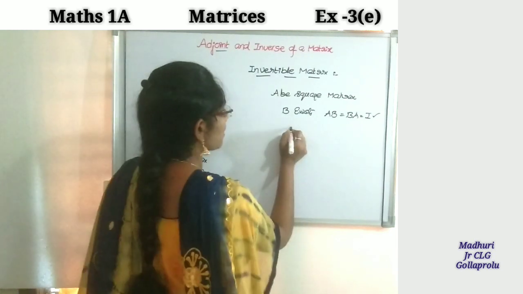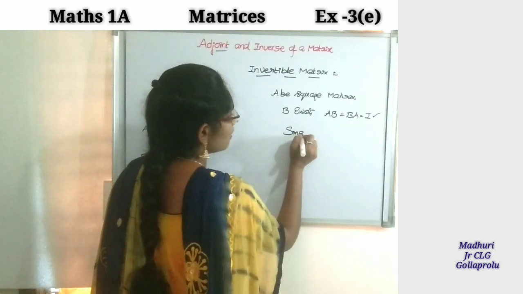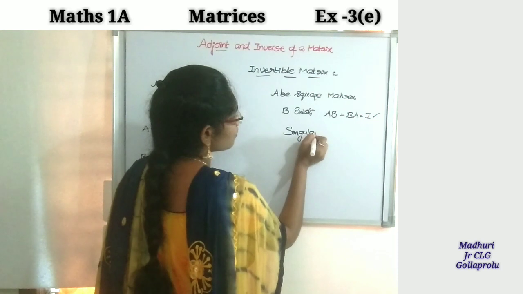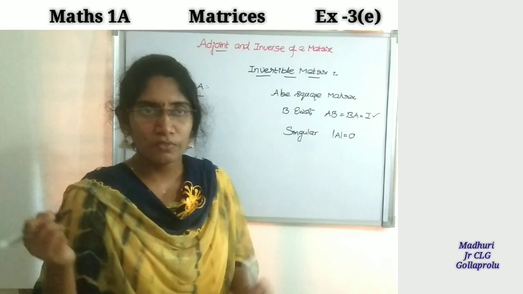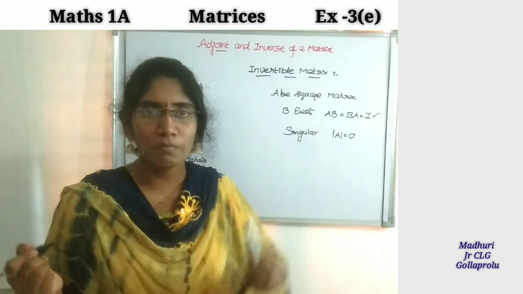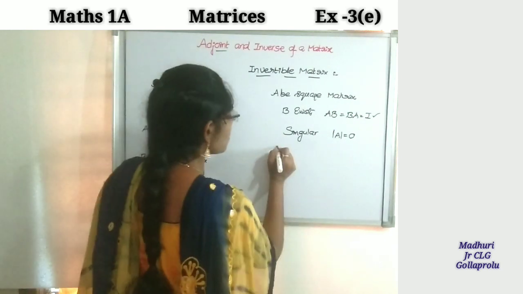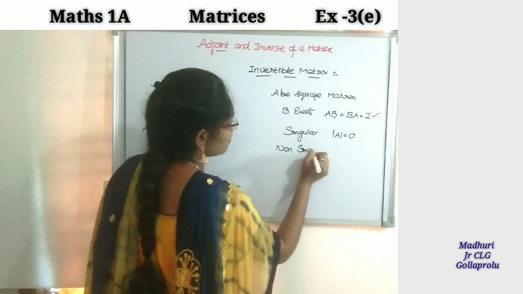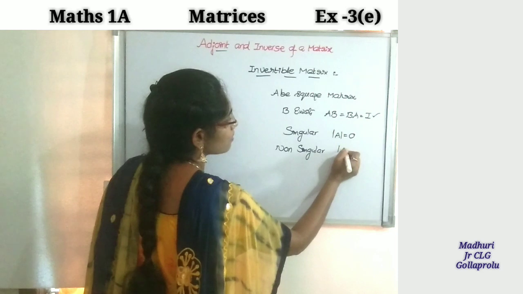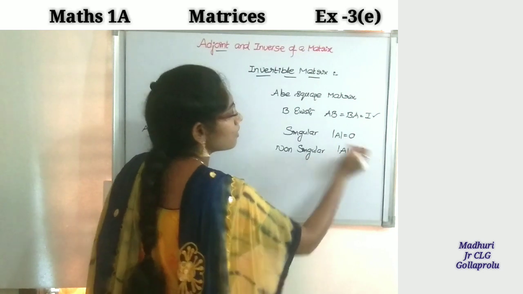What is a singular matrix? Singular matrix means if det A is equal to 0, then the matrix is said to be the singular matrix. What is non-singular? Non-singular means det A not equal to 0. Then the matrix is said to be the non-singular matrix.